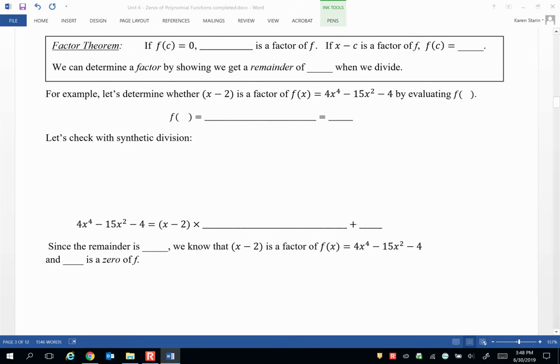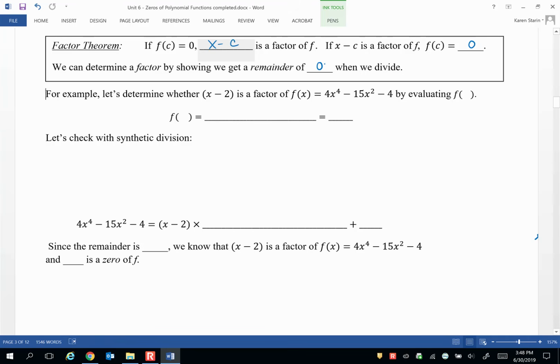The factor theorem. If f of c equals 0, then x minus c is a factor of f. If x minus c is a factor of f, then f of c equals 0. We can determine a factor by showing we get a remainder of 0 when we divide.